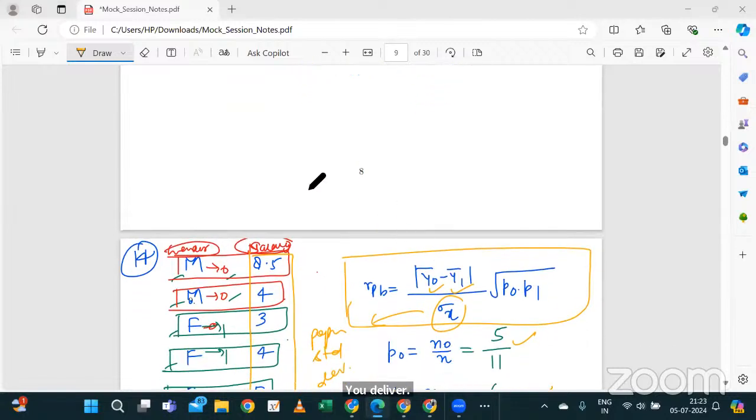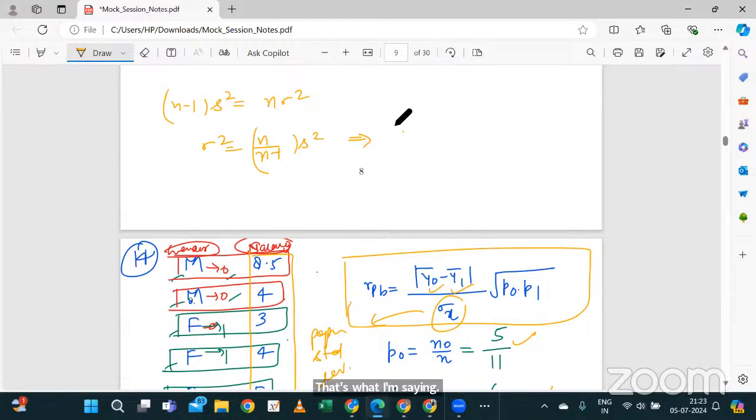You can rewatch, but I will tell you. I'm not going into that much depth. There is one formula, n minus 1 times s square equals n times sigma square. Sir, in this particular question, how did you decide? That's the formula. It will be population standard deviation.